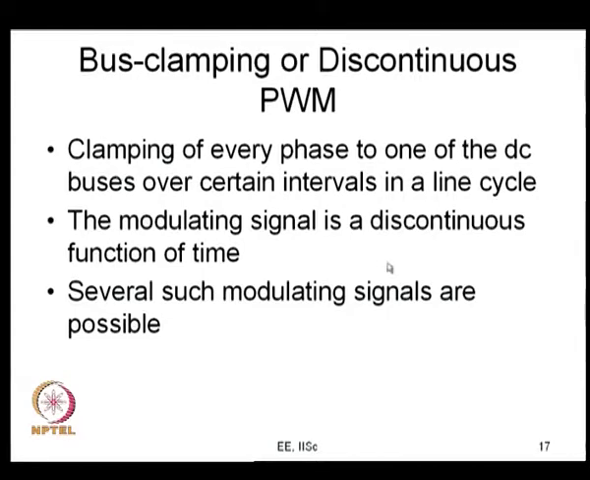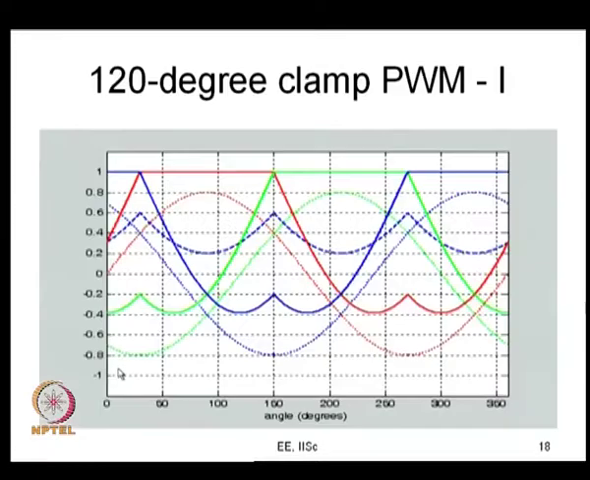Now, in this case the modulating signal is a discontinuous function of time, and as we have seen even in the last class, several modulating functions are possible. One of the modulating signals we saw was the 120-degree clamp, what is called 120 PWM 1. So, this is the R phase sine wave, and you also see the Y phase and the B phase sine waves shown here. What you are doing now is extracting the common mode component from the sine wave itself. You take the sine wave whichever is highest and subtract it from Vp. So, for example, you subtract this and produce a common mode component, and your common mode component is like this now.